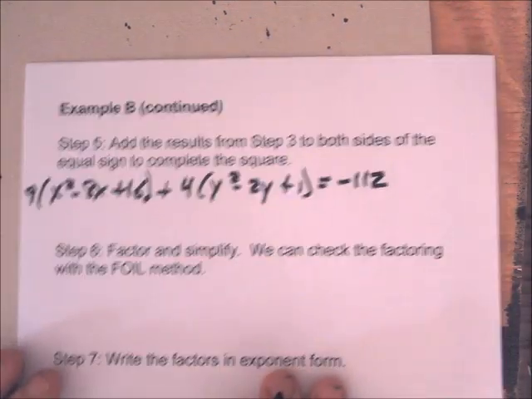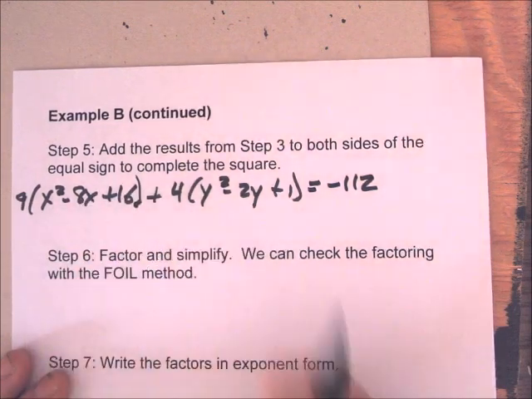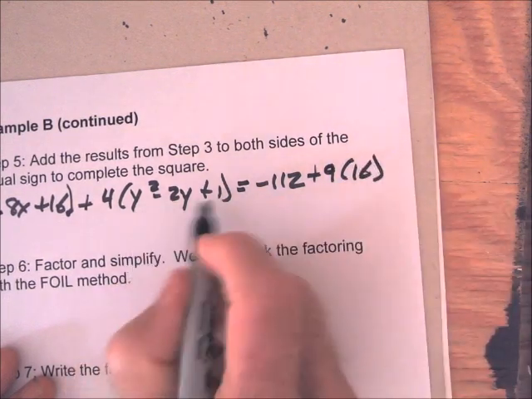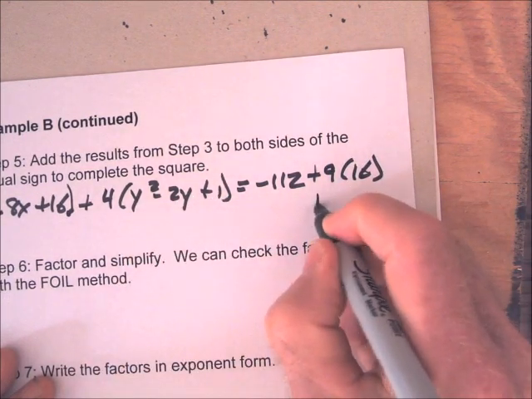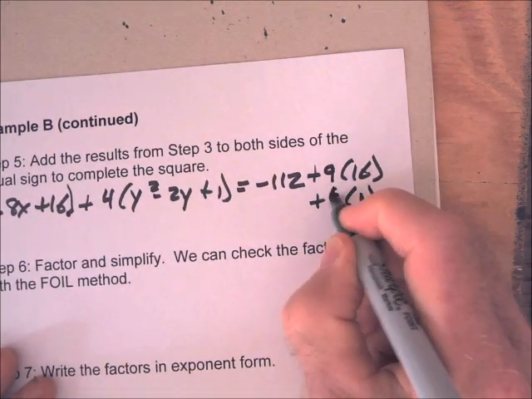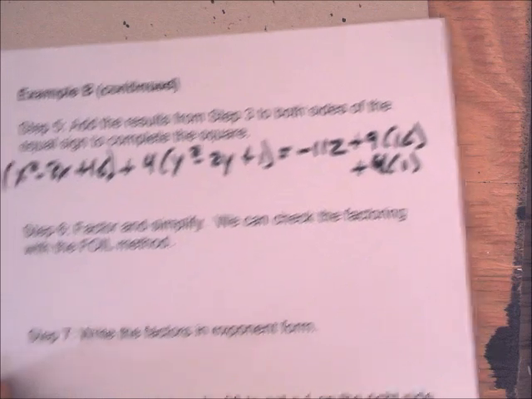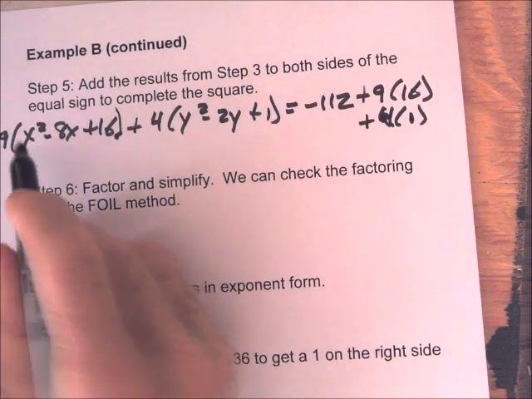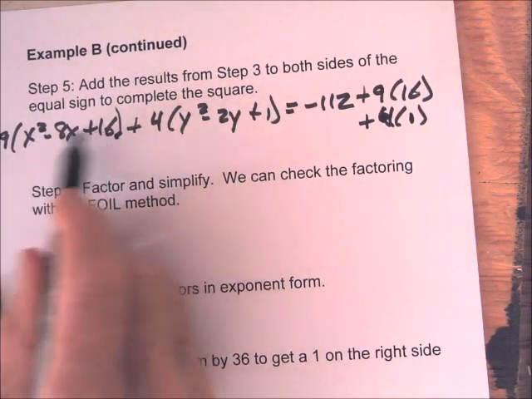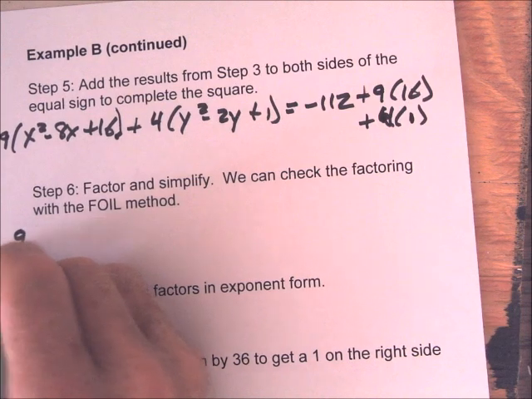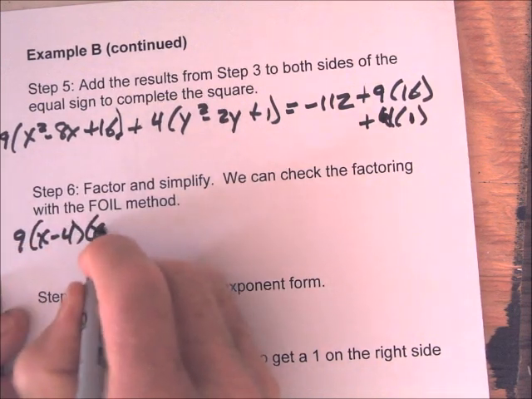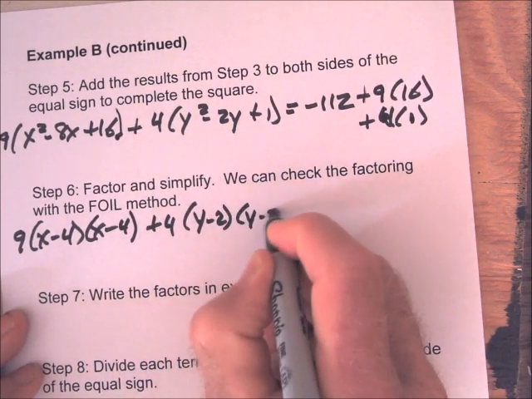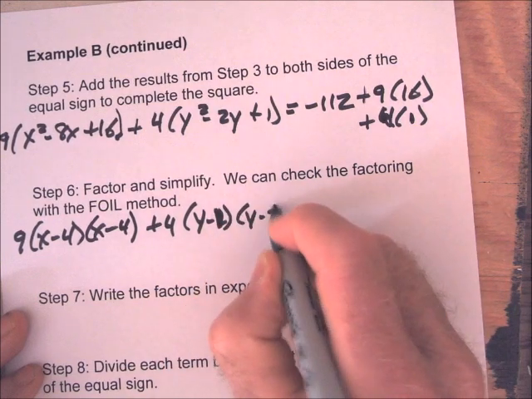And then I have to do it to both sides. So the 16 I added was inside parentheses with a 9 on the outside, so I'll add plus 9 times 16. And the 1 was inside parentheses with a 4 on the outside, plus 4 times 1. Okay, so now we can factor these. This is x minus 4 times x minus 4 here. 9, x minus 4, x minus 4. Now they're perfect squares. Plus 4, y minus 1 times y minus 1.